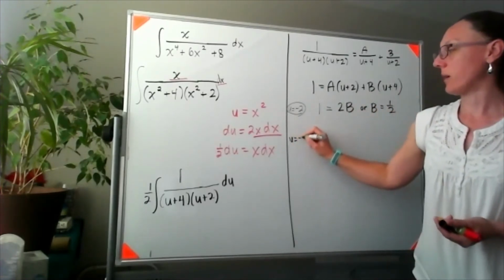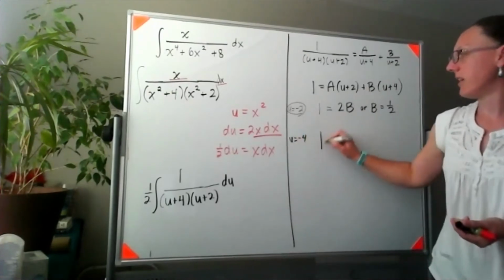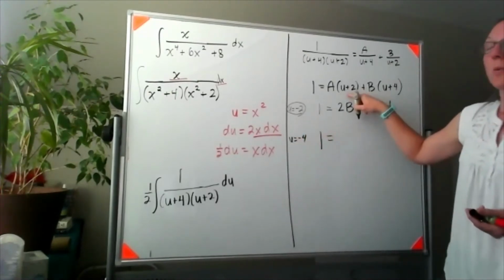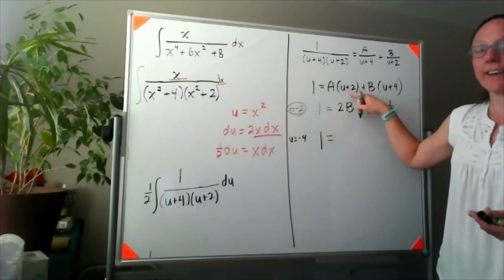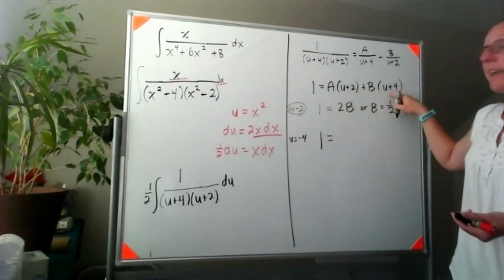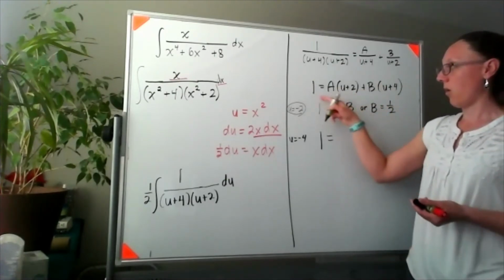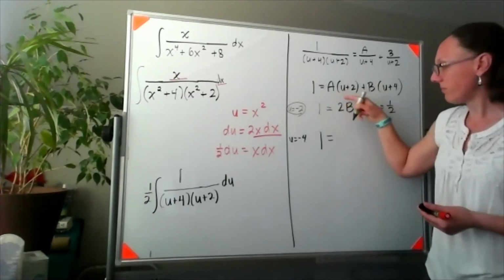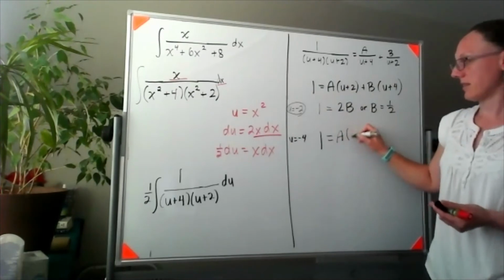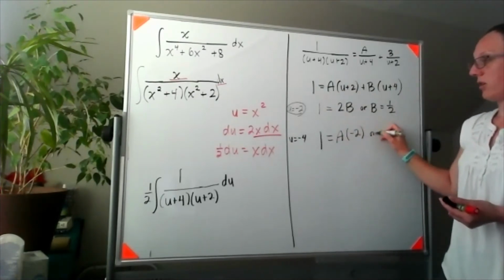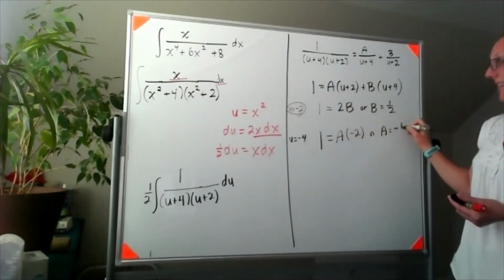When I plug in u equals -4, I'll have 1. When I plug in -4 plus 2, I get -2. And back here, when I plug in -4, I'll have 0. So I'm going to end up with 1 equals a times -2, or a is equal to -1/2.